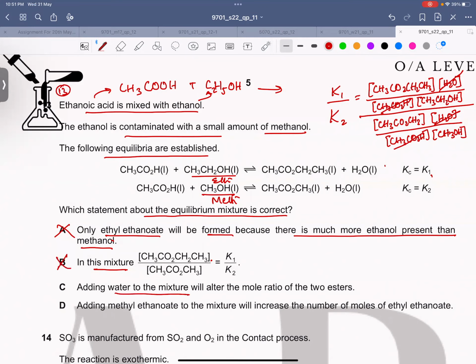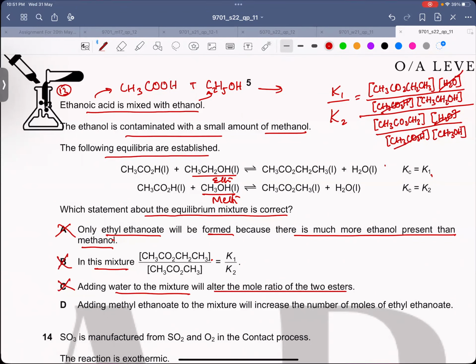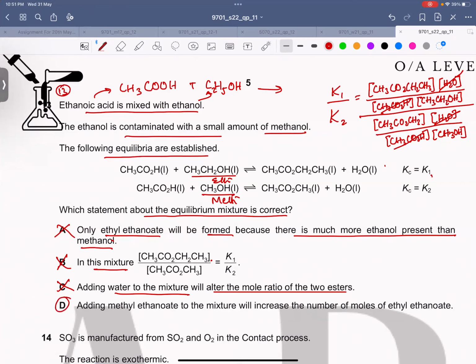Adding water to the mixture will alter the mole ratio of two esters. No, the mole ratio wouldn't be changed by adding this water. It shifts the position of equilibrium to the left only. So C goes wrong as well. It means our correct answer is E. Adding methyl ethanoate to a mixture will increase the number of moles of ethyl ethanoate.